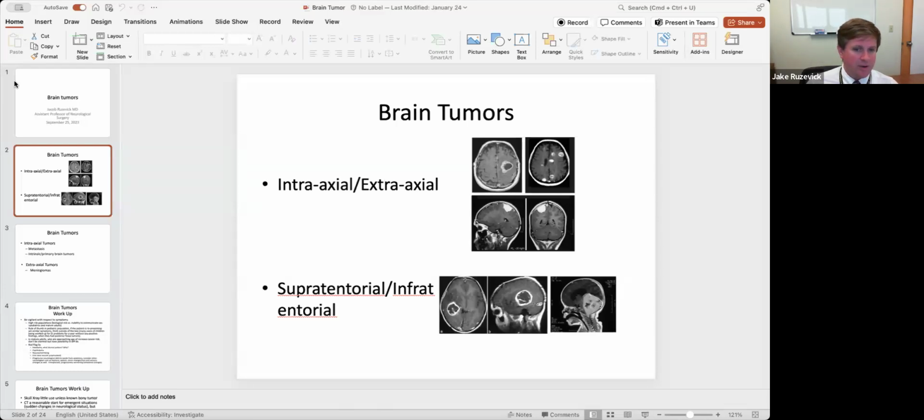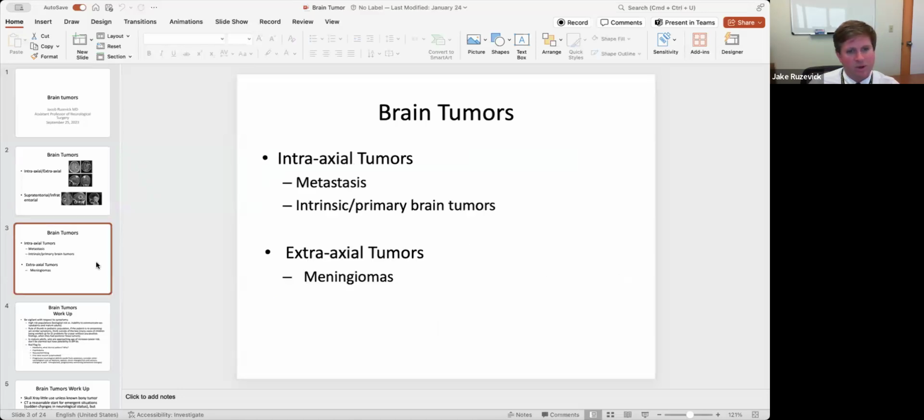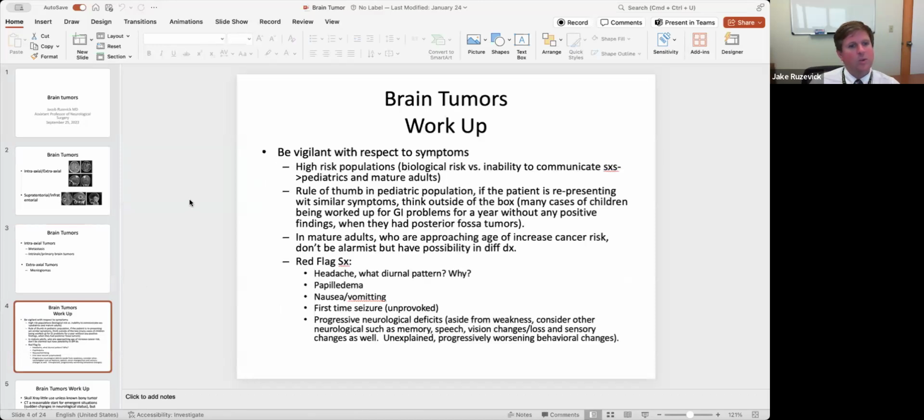It's also helpful to talk about where they're growing from, so where they're located. Is it above the tentorium, so supratentorial, or is it below the tentorium, or infratentorial? And that can also help guide your thoughts: a pediatric patient is more likely to have an infratentorial tumor, whereas adult patients are more likely to have a supratentorial tumor. So all of those things go into your thinking as you're building your framework about what's going on.